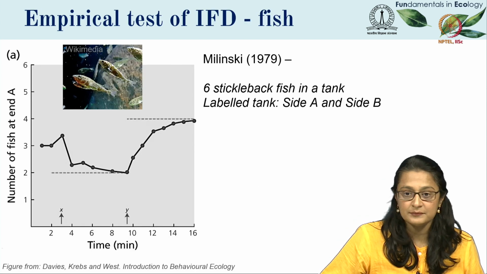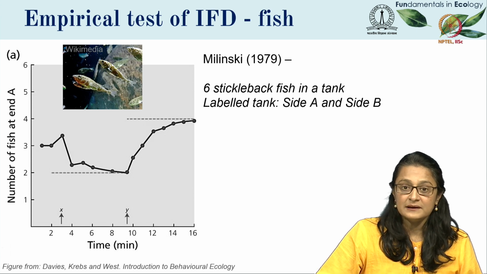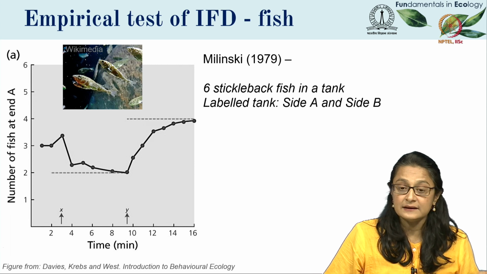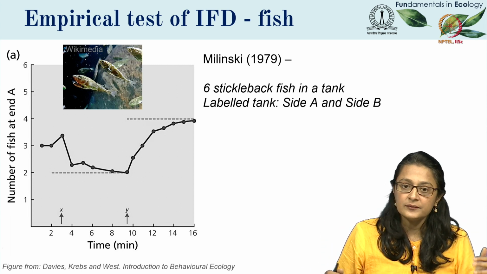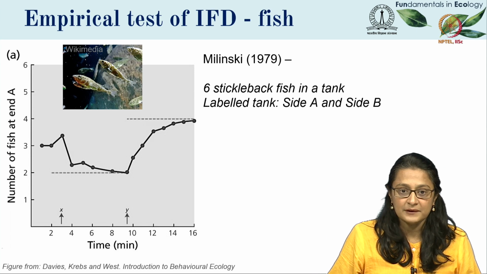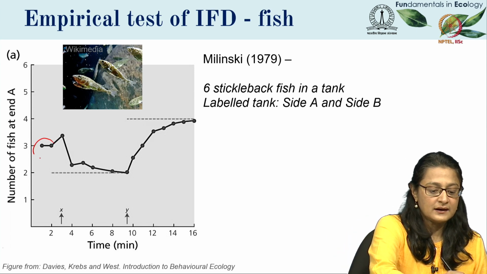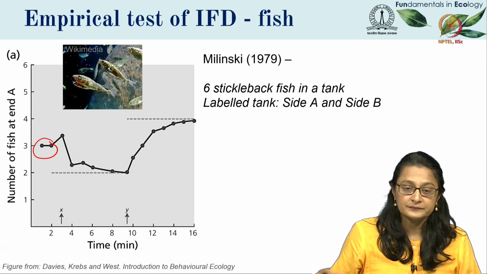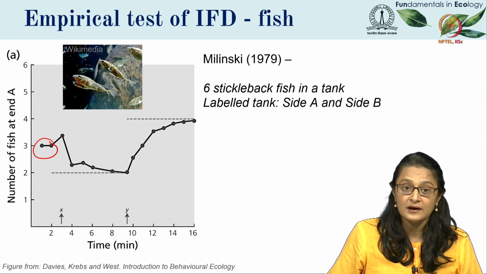Now, IFD has been tested many times, and I'll show you two examples. One was done by Milinski in 1979, where he put 6 stickleback fish in a tank. And the one side of the tank was labeled side A, and the other side was labeled side B. So at the start of his experiment, you'll notice that 3 fish were on one side, and that means 3 fish were on the other. Right? The y-axis is the number of fish at side A.